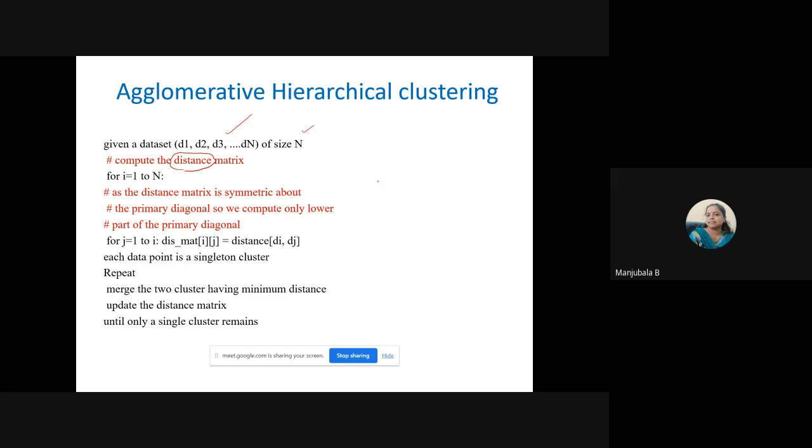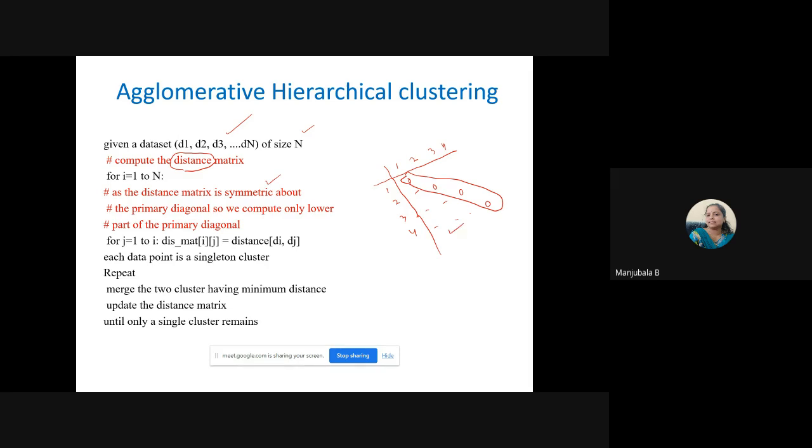Suppose we have 4 points. Then you get a 4 cross 4 matrix. The diagonal elements are 0. As this is a symmetric matrix, our target is to find the lower part of the diagonal matrix. These are the entries we are going to determine. As the distance matrix is symmetric about the primary diagonal, our target is to find the lower part of the primary diagonal.